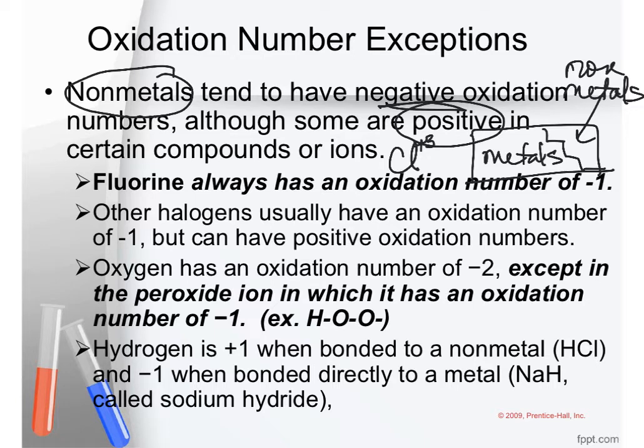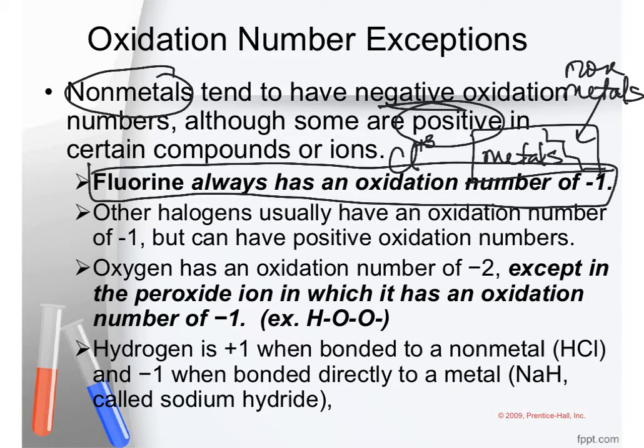The one exception to that, and it's because it's so electronegative, it's not going to share with anybody: fluorine will always, 100% of the time, have an oxidation number of -1. It's the only halogen that won't budge. It'll never be positive.